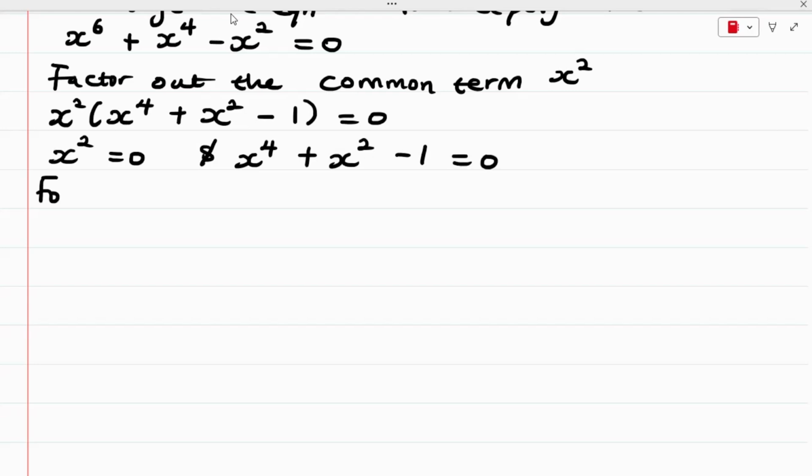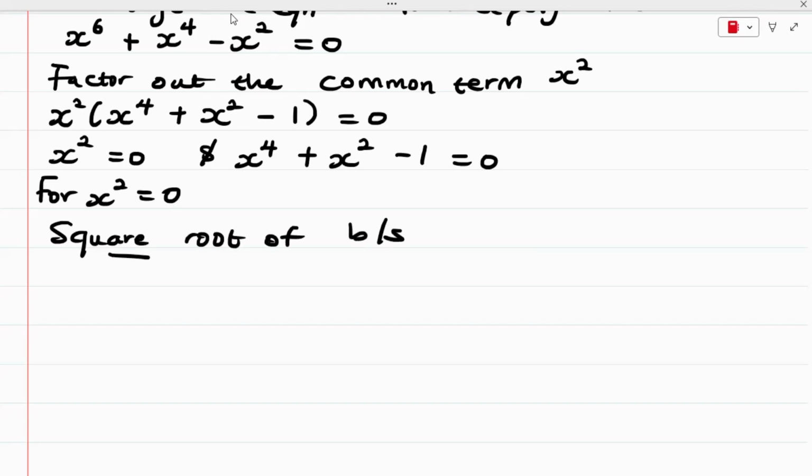So let's simply solve x squared equals 0. All we have to do is take the square root of both sides. So the square root of x squared is equal to the square root of 0. This is going to cancel out this, and we have that x is equal to 0.